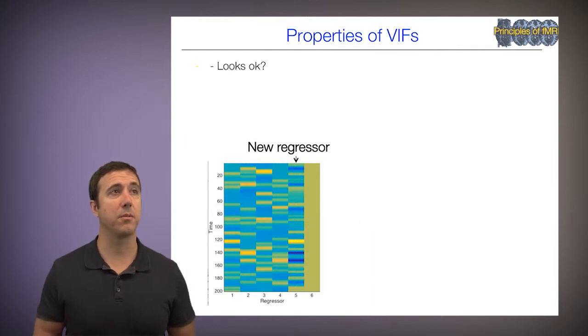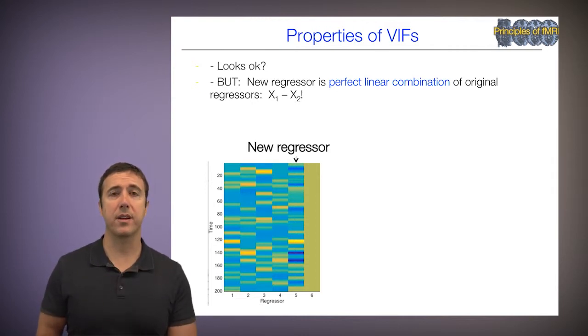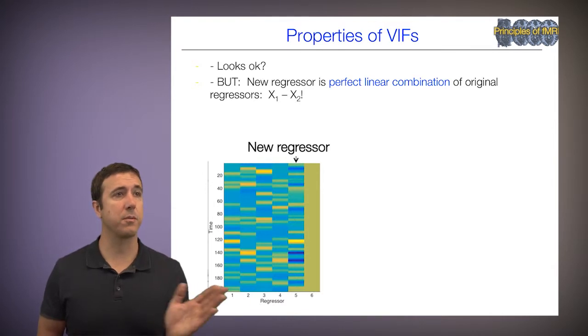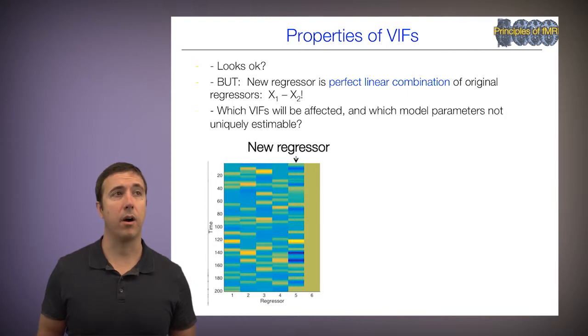And the reason that you'd be wrong is that the new regressor I created is a perfect linear combination of 2 of the original regressors. It's just the first one minus the second one. So in this model, there's no unique solution for those betas at all. So now think about this. Which variance inflation factors will be affected by this? And which of these model parameters are not uniquely estimable?